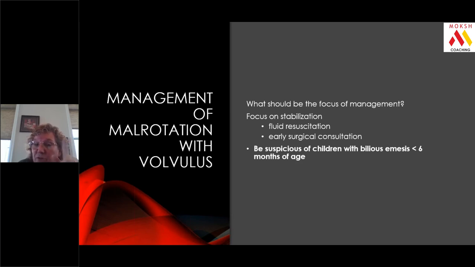Most common, this is going to be under 30 days of age, at least on your board exams. In real life, they'll give you up to 6 to 9 months, but on at least the ones I've taken, it's usually under 30 days of age. Child comes in with bilious emesis, distended abdomen, tender abdomen. And so anytime you see bilious emesis, malrotation with volvulus is what you're worried about.